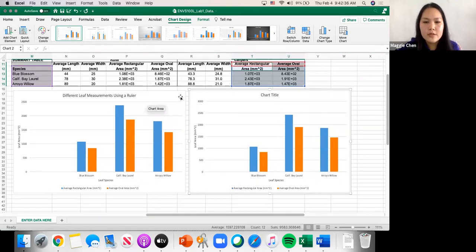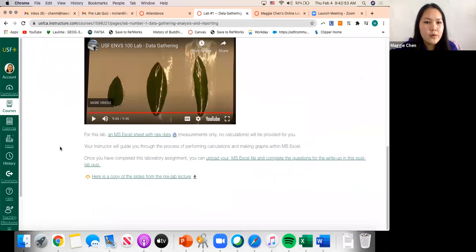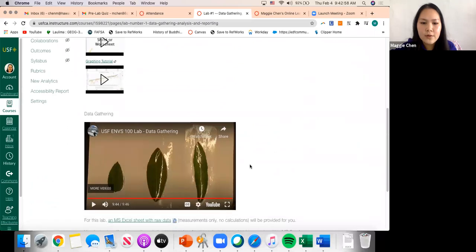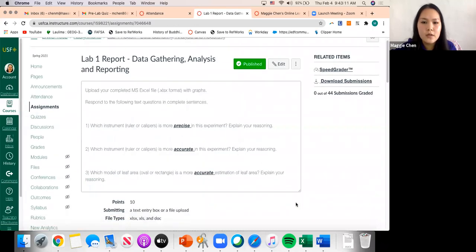Now, did anybody have any questions or anything about the Excel portion? Okay, so let me just go back to our Canvas page. So in the same Lab 1 data gathering, analysis, and reporting page, if you go all the way to the bottom, you can upload your Microsoft Excel file and complete the questions for this lab. So if we click into this link, it's going to take us to where you're going to turn this in.